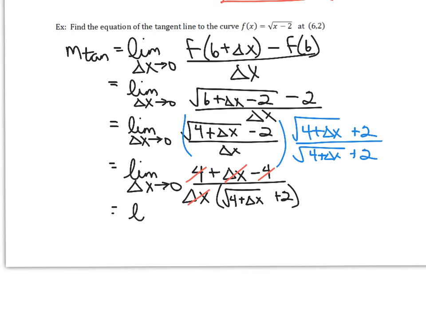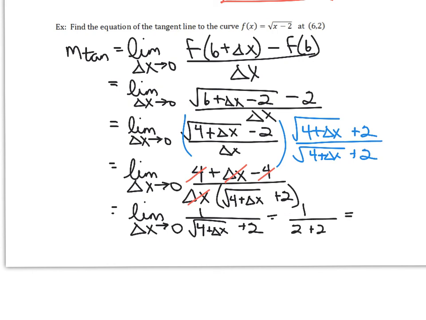So I now have the simplified form, the limit as delta x approaches 0 of 1 over the square root of (4 plus delta x) plus 2. Substituting 0 in for delta x, I see that I'm getting 1 over the square root of 4, which is 2, plus 2. So the slope of my tangent line is going to be equal to 1/4. And again, I could take a look at that on my calculator, look at the point specifically (6, 2), and see that the slope of the tangent line makes sense as 1/4.